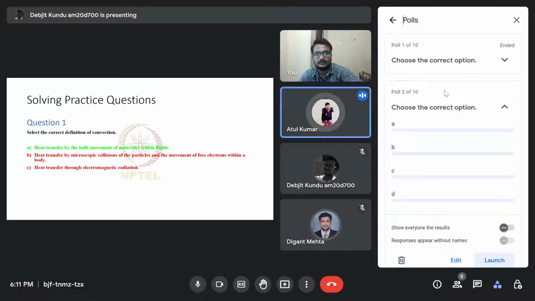So that is for radiation. Exactly. So the answer lies within the option itself. So heat radiation is heat transfer through electromagnetic radiation. That's why it's called radiation.